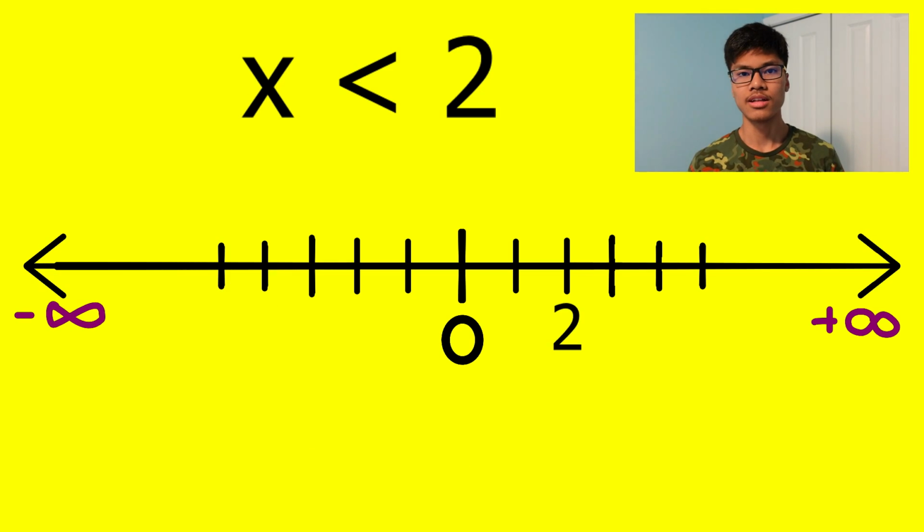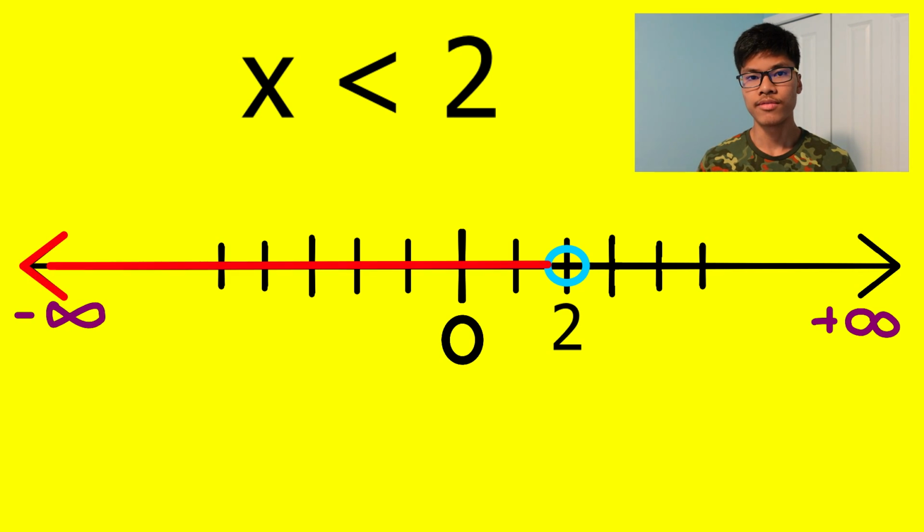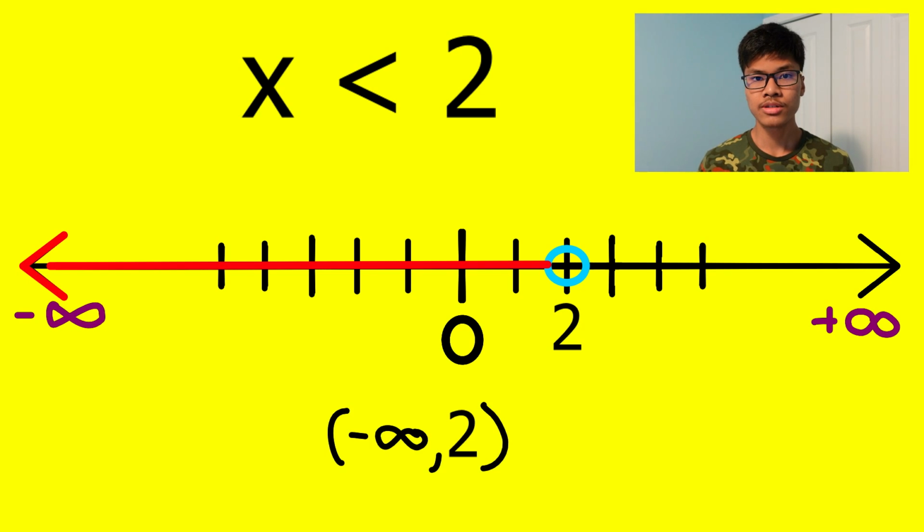This time, x is less than 2. Since the sign is less than, we will have an open circle. And we will shade all the way down to negative infinity to show that any number that is below 2 is the value of x. And to put it into interval notation form, it will be parenthesis, negative infinity, comma, 2, and close parenthesis. If x was less than or equal to 2, then it will be a closed circle, and we will have a closed bracket instead of a closed parenthesis.